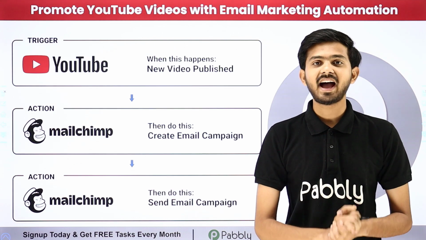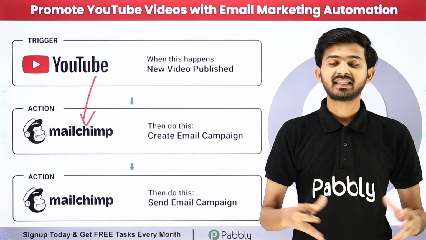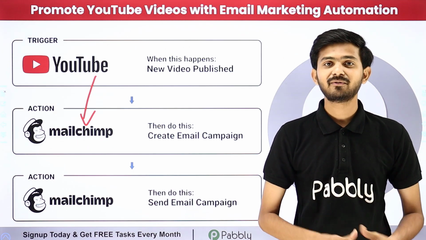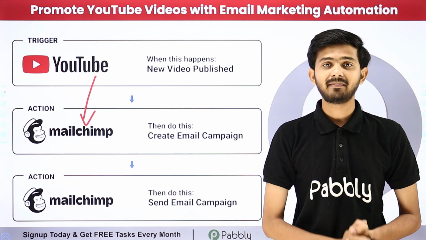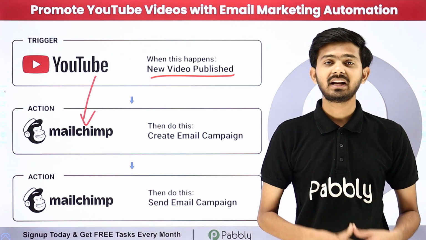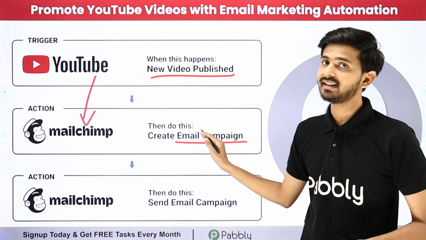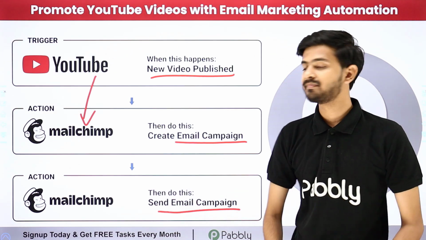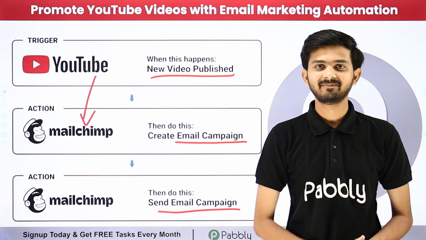So for my objective, I have to build a connection between YouTube and Mailchimp. So for building this connection, I'm going to use Pabbly Connect, which is an amazing software for automation and integration. So here with Pabbly Connect, whenever I'm going to publish a new video on my YouTube channel, then automatically by using that detail, I'm going to first create a campaign on Mailchimp and I'm going to send that campaign to all my subscribers. So how I'm going to build this connection? For that, let me take you to my computer screen.